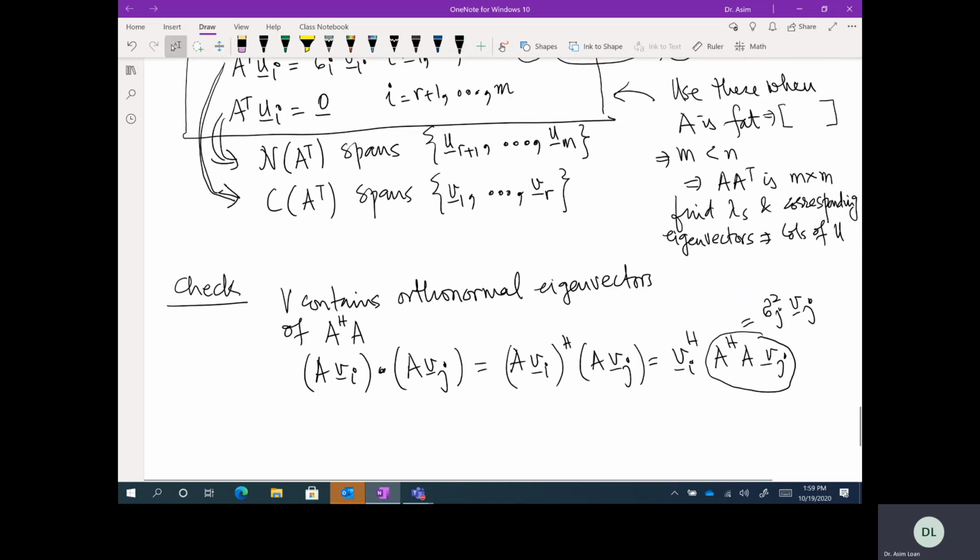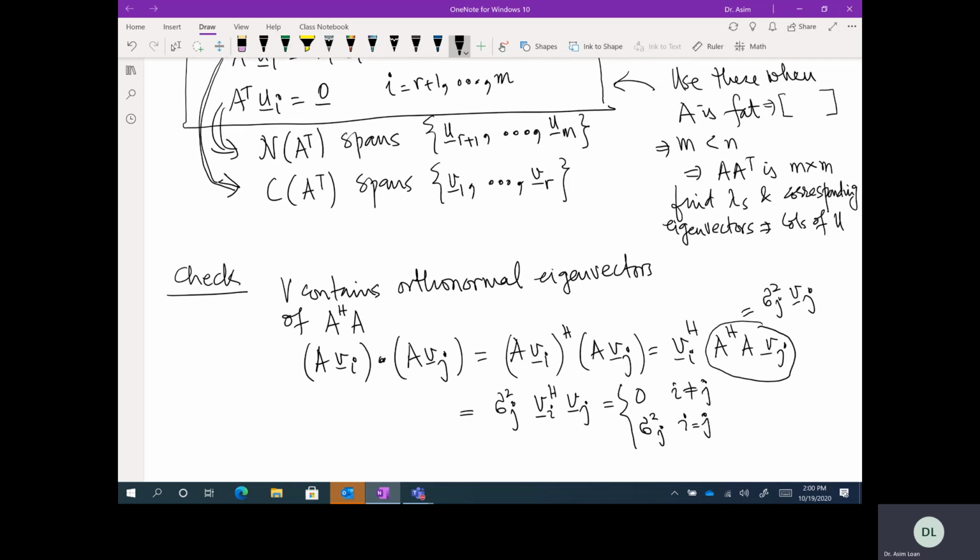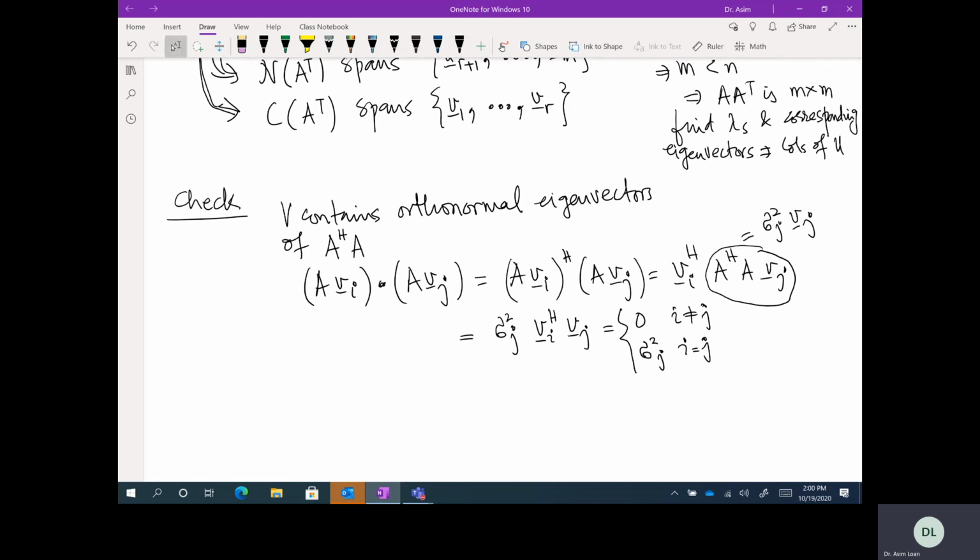So this is equal to sigma square j into Vi^H into Vj, which is equal to 0 for i not equal to j, and equal to sigma square j for i equals j, because the Vi's are orthonormal. Okay.